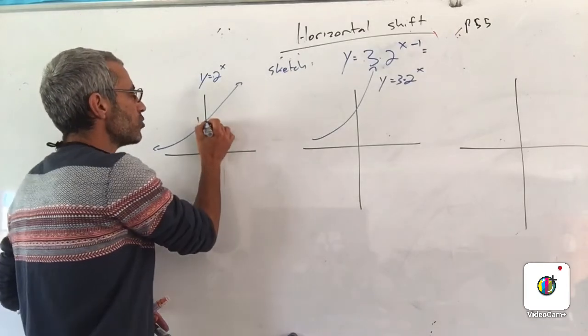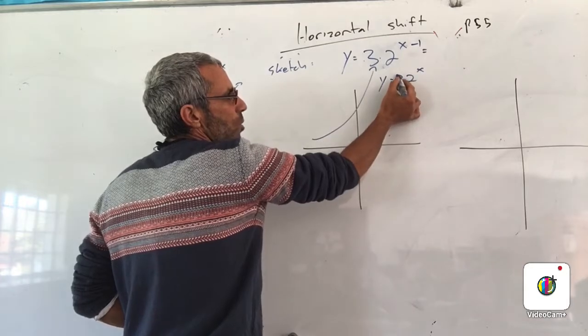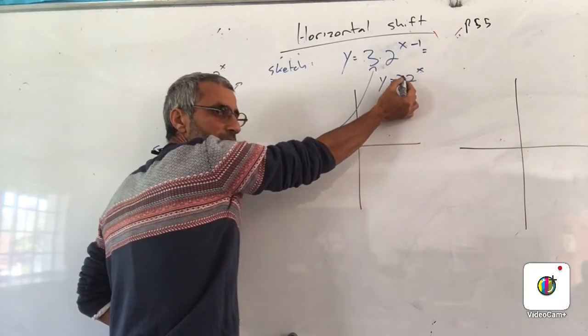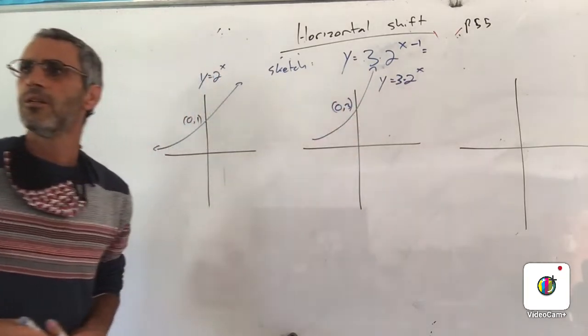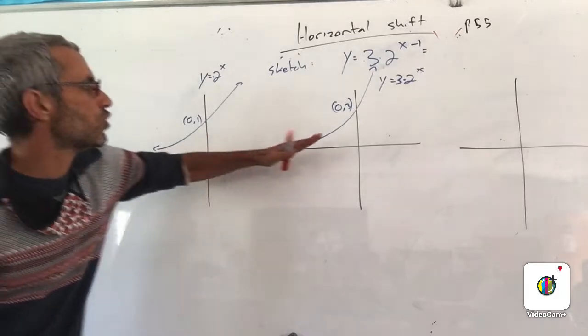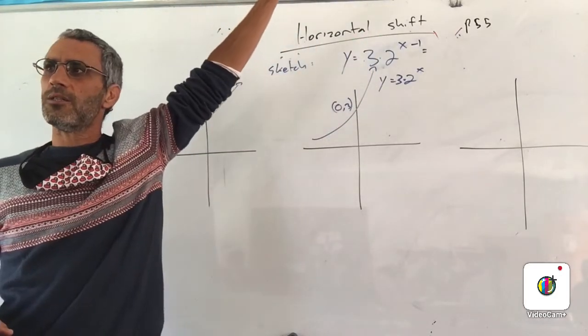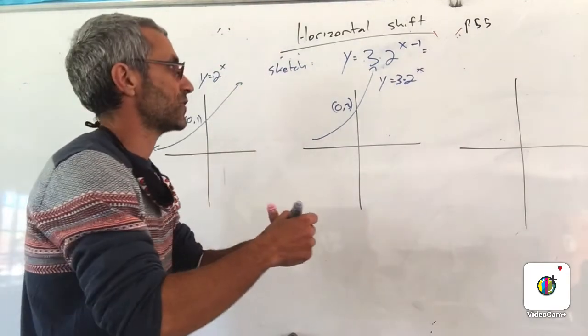So it went from crossing through 0, 1. If I put 0 here, what will y be equal to? 2 to the power 0 is still 1, times 3 is 3. So it's going to go through 0, 3. Can you see that? It's just going to be stretched up. The airplane is taking off quicker. You happy with that? If you've got a question, please ask.